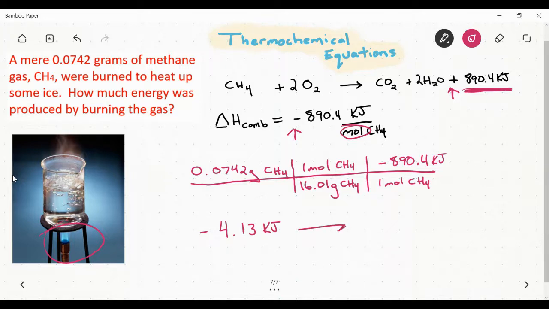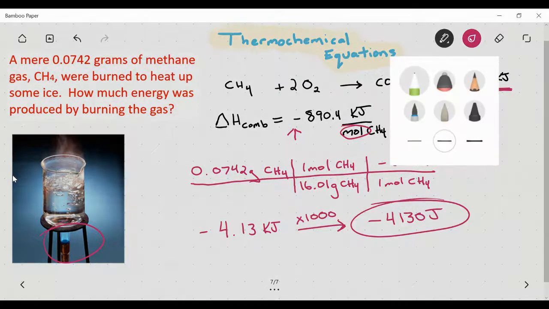Now, we'll often need that value to be in joules. So know that if we want to go from kilojoules to joules, I'm going to have to multiply that by 1,000. And so when I do that, I get minus 4,130 joules.